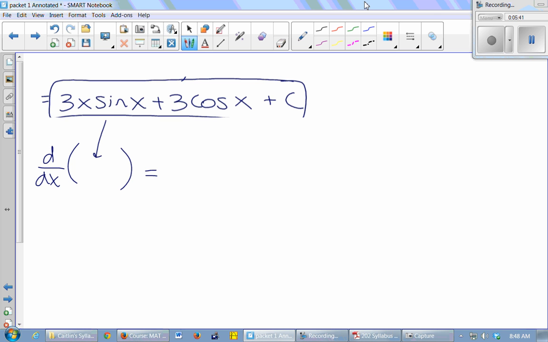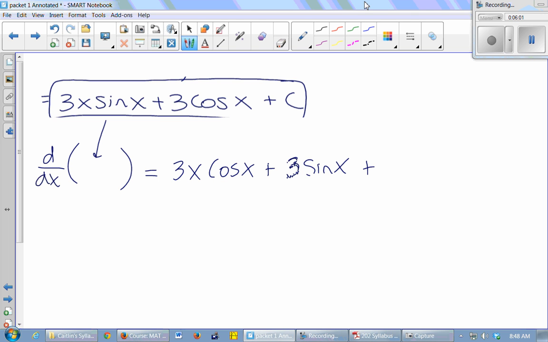Okay, so the first term, 3x sine x, to take its derivative, I have to use what? Product rule. Okay, so I'm going to have first times the derivative of the second plus the second times the derivative of the first. So there's the product rule. So I get the first term.